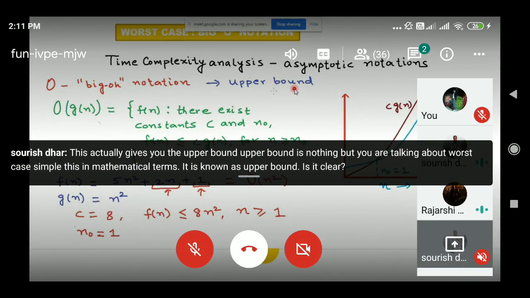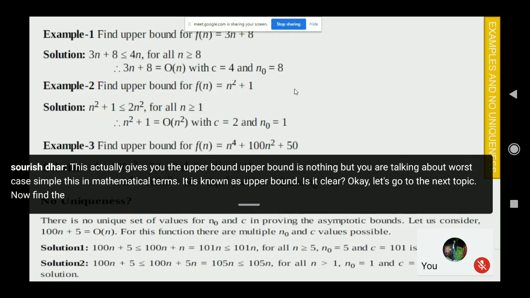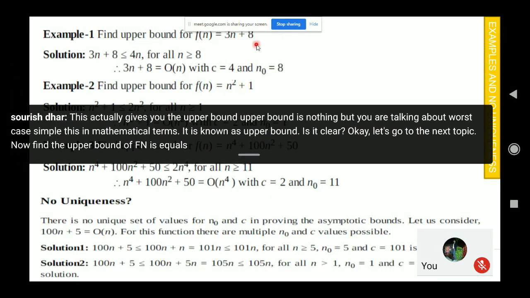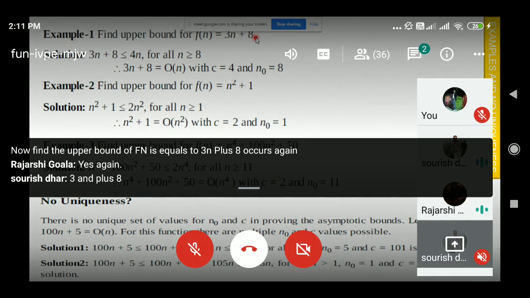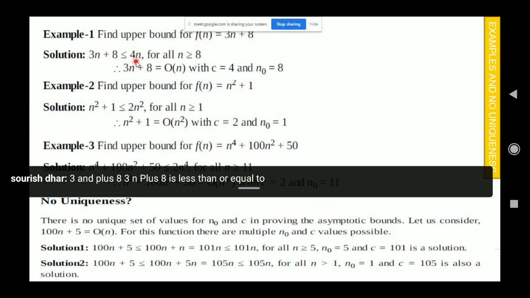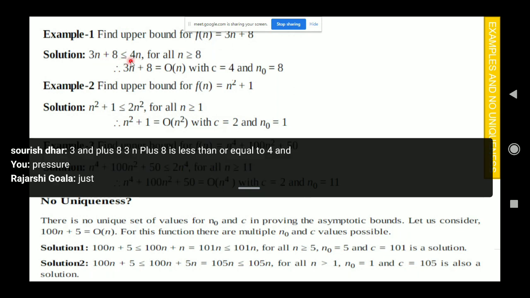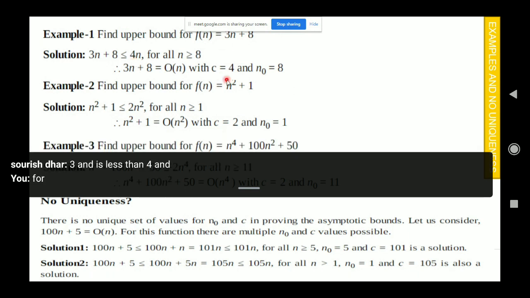Okay, let's go to the next topic. Now find the upper bound of fn equals 3n plus 8. Can you do it? 3n plus 8 is less than or equal to 4n. We can say this, right? Yes, sir. So now what is the value of c? 4. So this is 4 and n naught is 8.